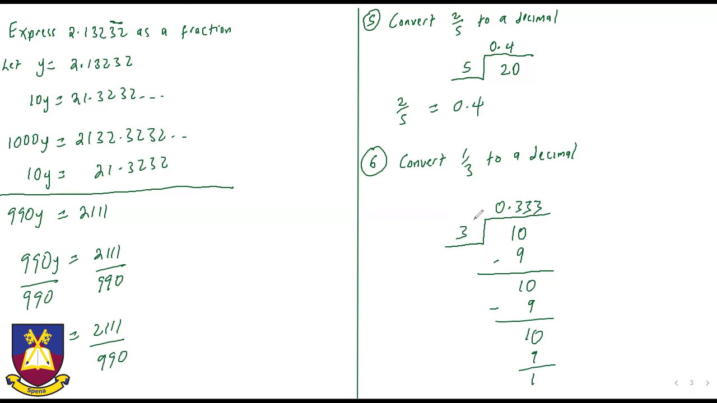on. That shows that what we are getting is a recurring decimal. So we shall conclude by saying a third is the same as 0.3333 recurring. So that's how we convert fractions to decimals. We use the process of division.